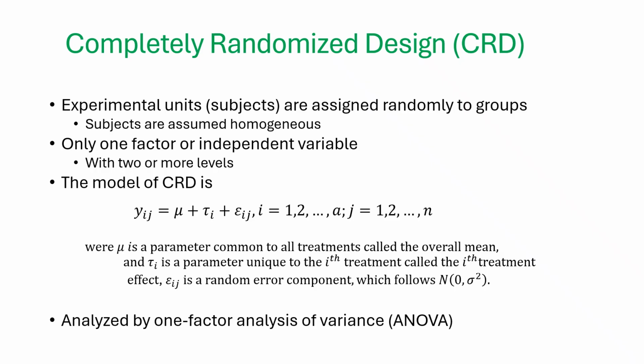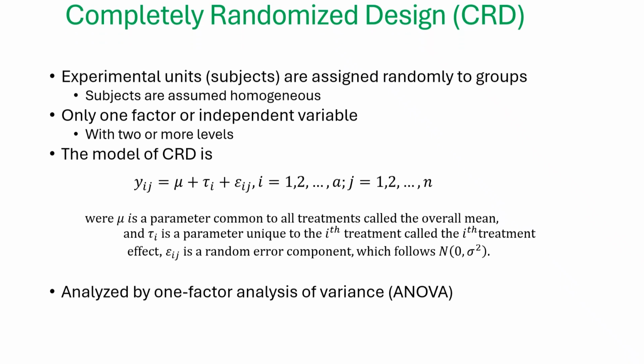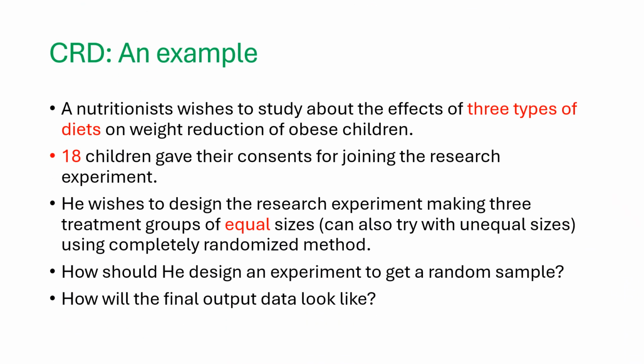The model looks like Yij = mu + tau_i + epsilon_ij, where i runs from 1 to a, the number of treatments, and j runs from 1 to n, the number of samples per treatment. Mu is the common parameter or common mean to all the treatments. Tau_i is the parameter unique to the ith treatment, and epsilon_ij is the random error component which follows N(0, sigma square). It can be very well analyzed using one-way analysis of variance.